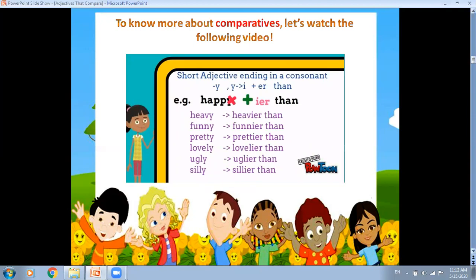What about this one? When the adjective ends in a consonant and Y, change the Y to I and add ER. Let's check the example. Happy. This adjective ends in a consonant, which is the letter P, and Y. So I'm going to change the Y to I and then add ER. Happy, happier than. Heavy, heavier than. Funny, funnier than.